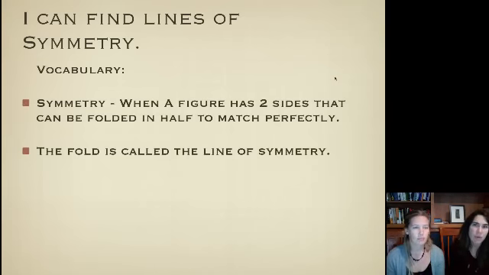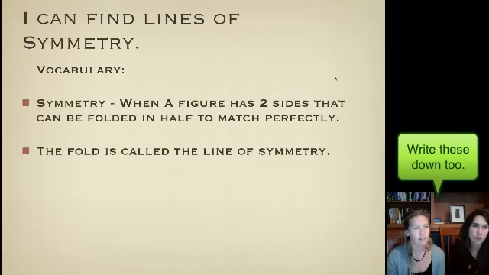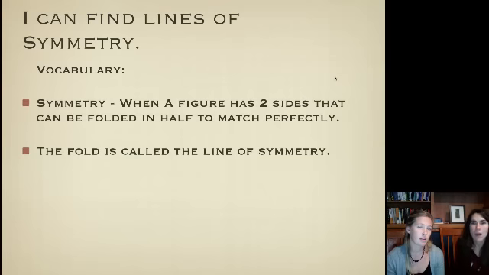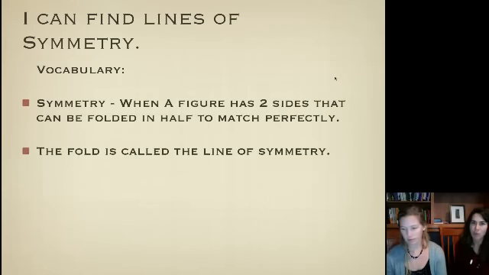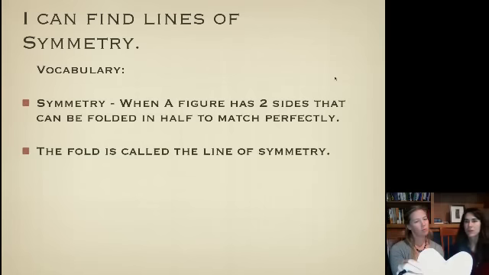So, just a couple vocab words to jot down in your math journal. Starting on a fresh new sheet of paper, you're going to write down what symmetry actually is. Symmetry is when you have a figure, like a heart, because we love ya, that has two sides that can be folded in half to match perfectly. Perfect! Stacked right on top of each other. And when we think about the actual fold, that line that we see, the actual fold is called the line of symmetry. So this is our line of symmetry.